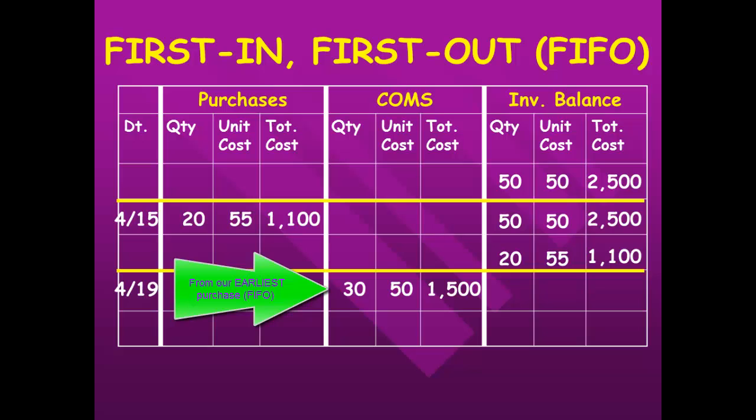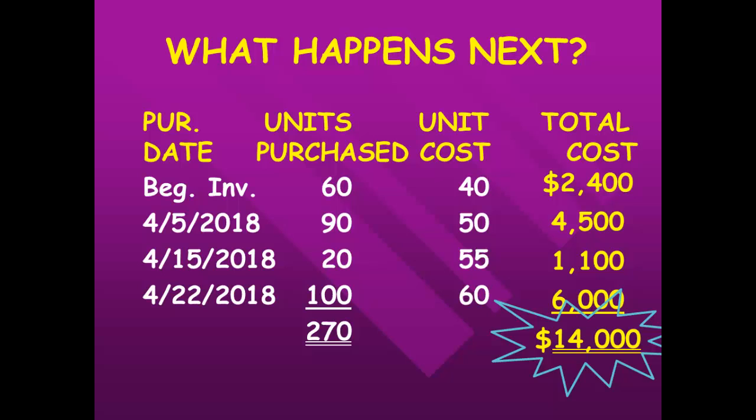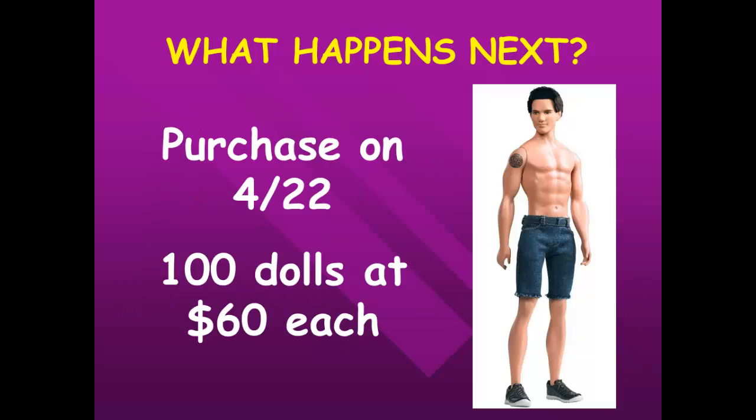So what do I have left? Well, I had 50 at 50. I sold 30 of them. How many do I have left? 20 at 50. Plus I also have what else left? 20 at 55. That was on the 19th. Date-wise, what do I have next? I'm going to make a purchase. So I'm going to buy 100 at $60 each on the 22nd.